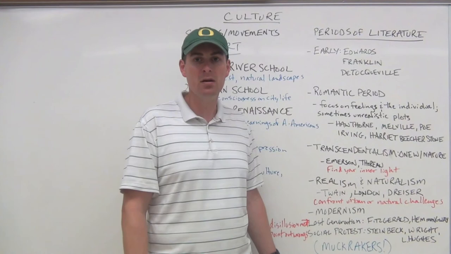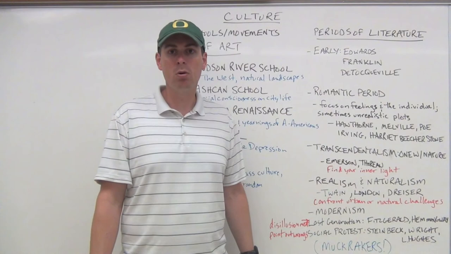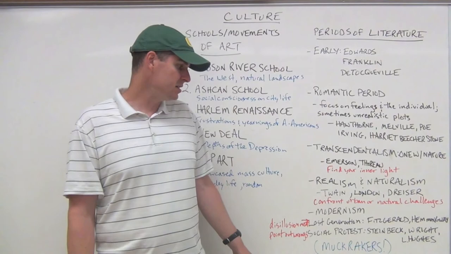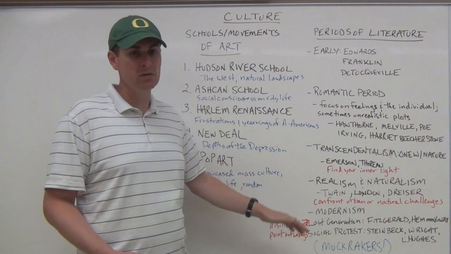Ernest Hemingway, of course, would be another good example, and he's going to be looking at all kinds of different themes, some of which include World War I. Again, this disillusionment and a darkness at this time period, looking at World War I and the 20s materialism. So that is a fairly quick look at the major periods of art, the major periods of literature, some of the key names to know.